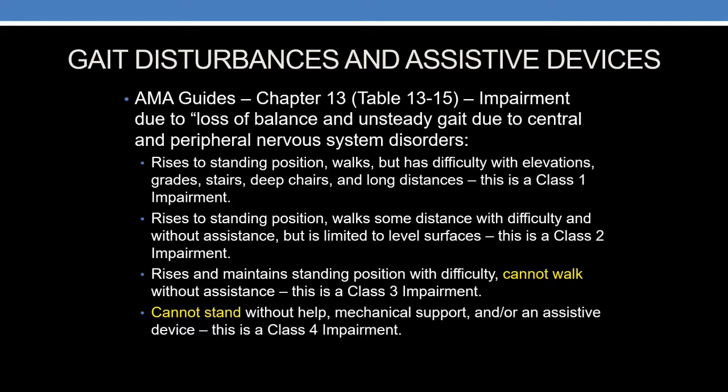Okay, so a Class 3 impairment, this is a person who rises and maintains a standing position with difficulty and cannot walk without assistance. Well, what kind of assistance? Well, that involves either an assistive device, such as a cane or a walker, or another person to help steady them along.